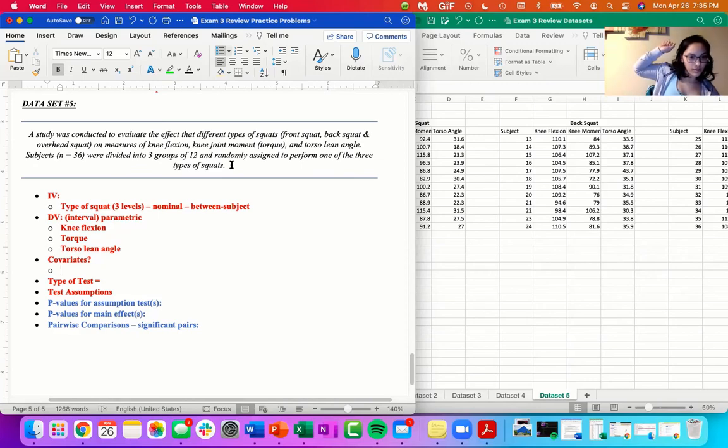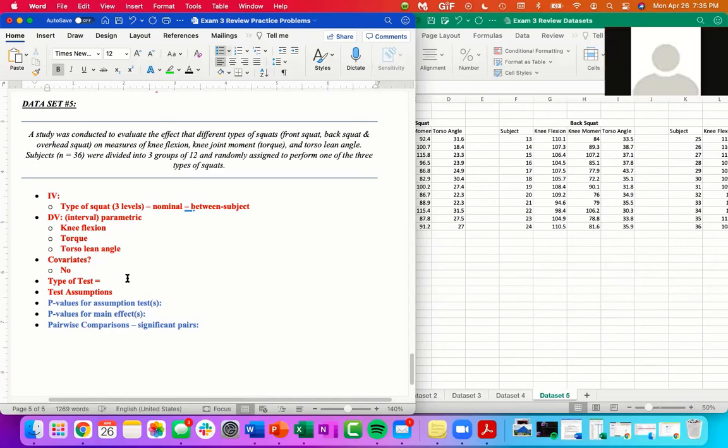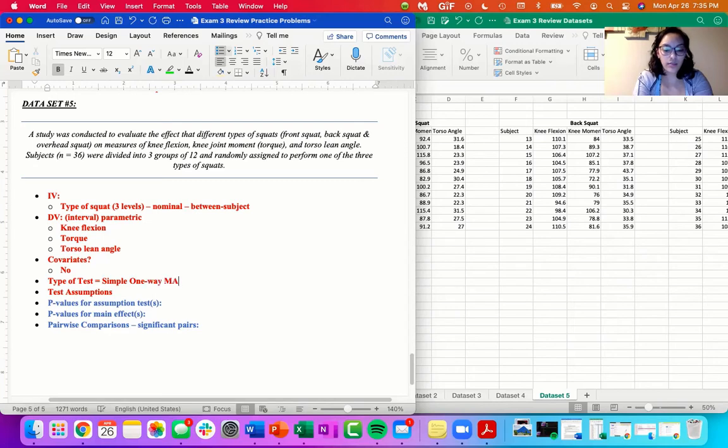Covariates? No. So what type of test do we have on our hands here? Simple one-way MANOVA. Simple one-way MANOVA. Test assumptions.